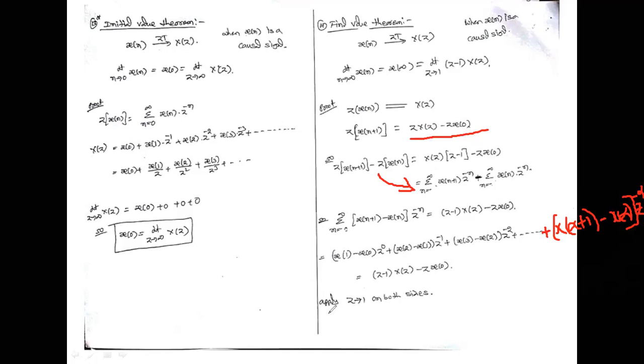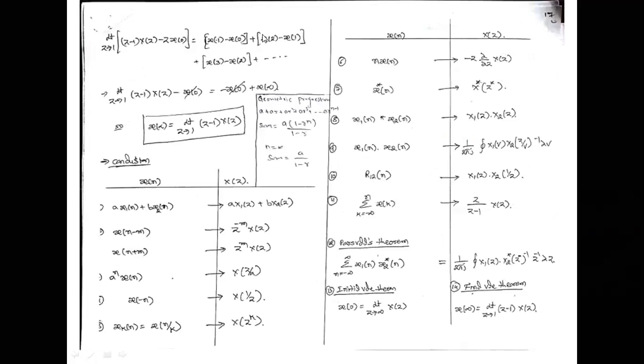Apply the limit z tends to 1 on both sides. If it is z power minus infinite, it definitely becomes 0. But I am substituting z equal to 1 here. 1, 1, 1, 1, all the terms. Got it, my dear students? So see, the limit z tends to 1, z minus 1 x of z minus z into x of 0, this is the right hand side function: x of 1 minus x of 0, z power 0 is 1 power 0, x of 2 minus x of 1, z power 1, 1 power 1 is a 1, and so on.